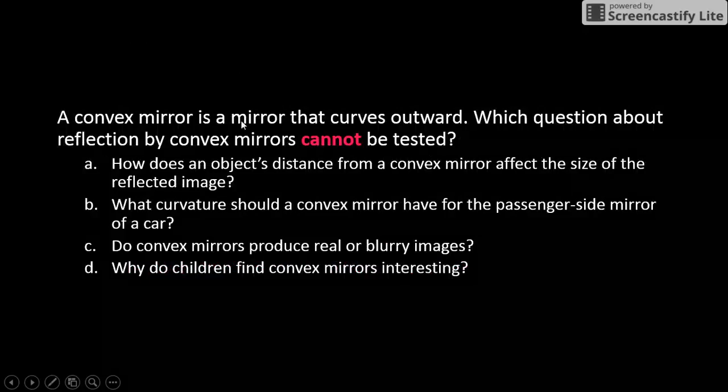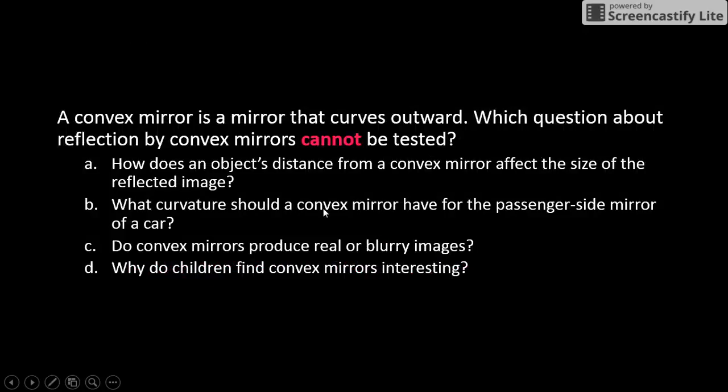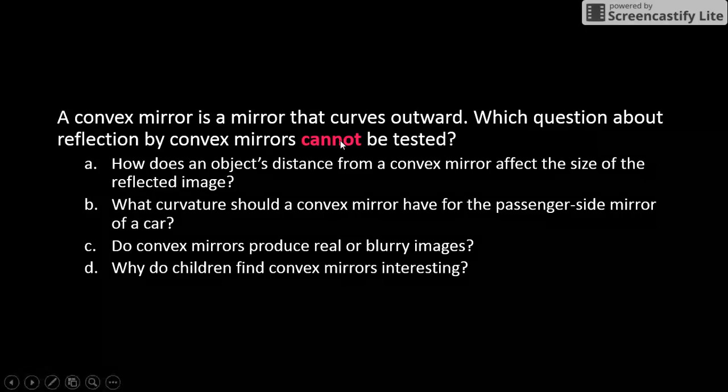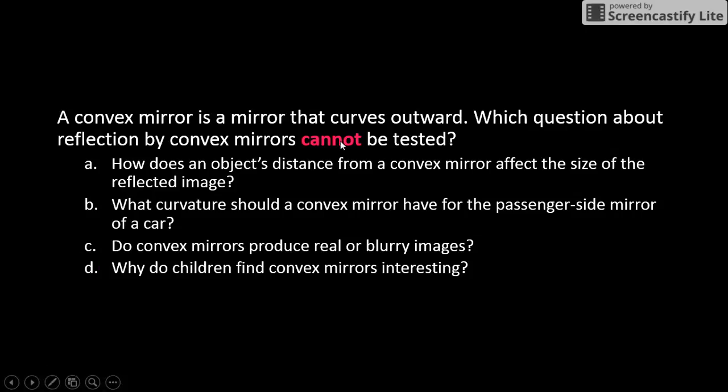Okay. A convex mirror is a mirror that curves outward. Okay, it tells us that right off the bat. Which question about reflection by convex mirrors cannot be tested? Keyword here is cannot. This means that we want to look for the bad answer choice. That's going to be our right answer. So which one of these cannot be tested?